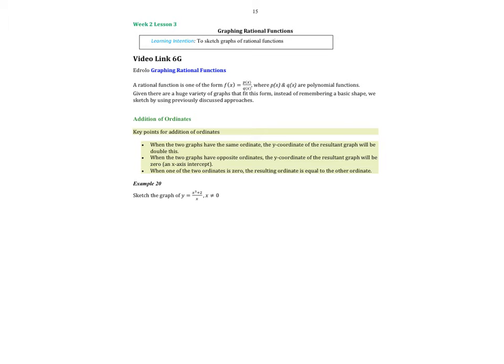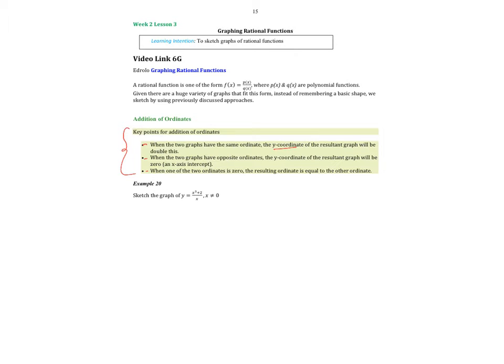Okay, so let's have a look at a few different graphing techniques. We'll start with addition of ordinates, and that's really just a pick up of our methods course. I reckon they're the 3 key points there, aren't they? If the two graphs have the same y coordinate, then the resultant graph will just be twice that. If they have opposite ordinates, obviously it becomes an x-intercept. Or when one of the ordinates is 0, it's going to intersect through the opposite graph, because you're adding 0 to it.